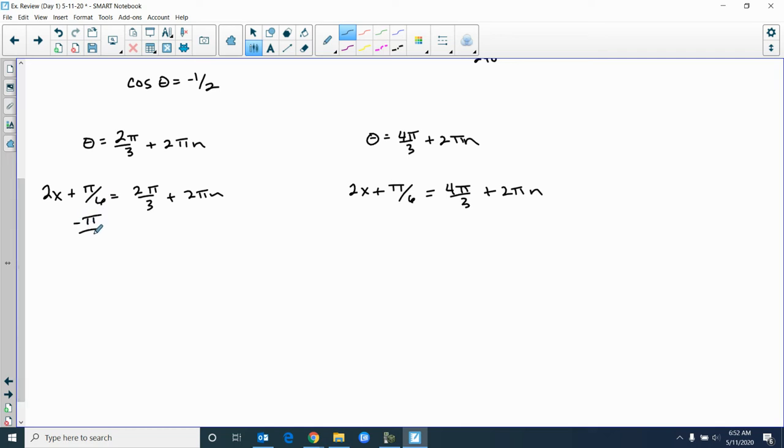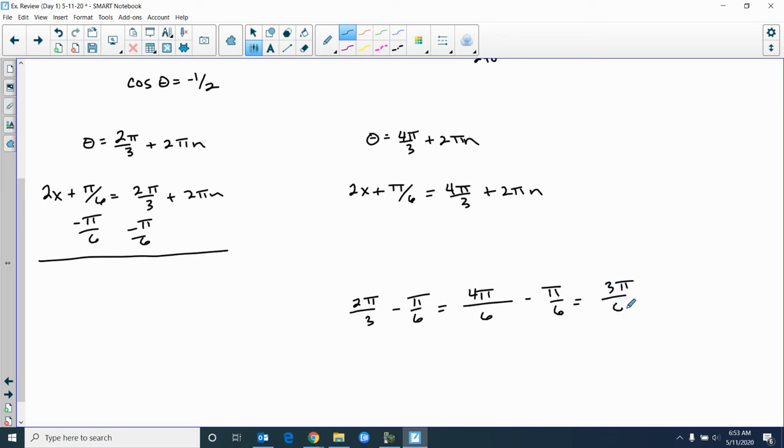Subtract pi over 6. All right, so you get 2 pi over 3, minus pi over 6. So you get a common denominator. Make that 3 times 2 is 6. So this is 4 pi over 6 minus pi over 6, which is 4 minus 1 is 3 pi over 6, which reduces to pi over 2. So I get 2x equals pi over 2 plus 2 pi n.